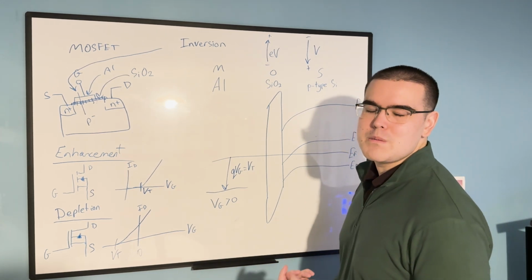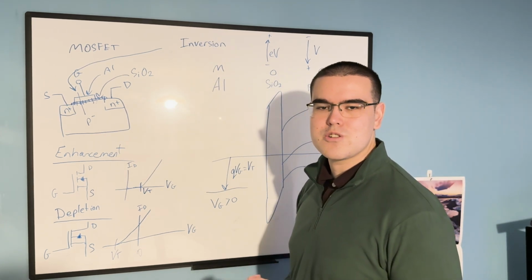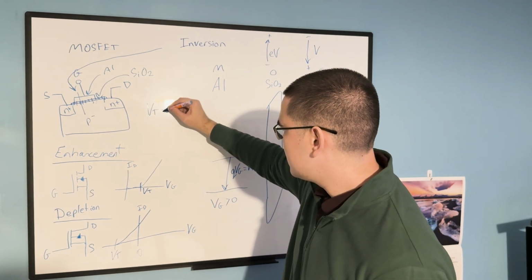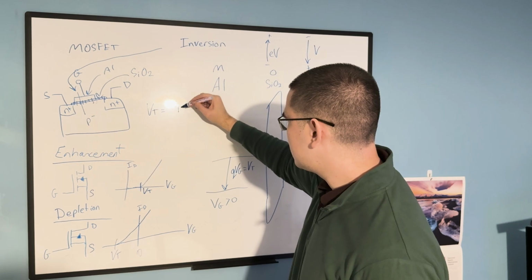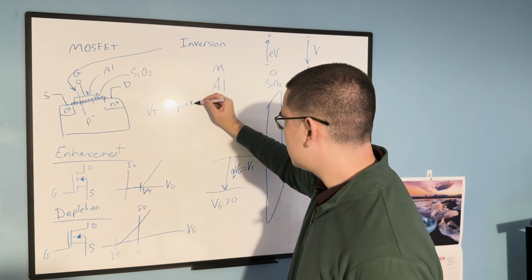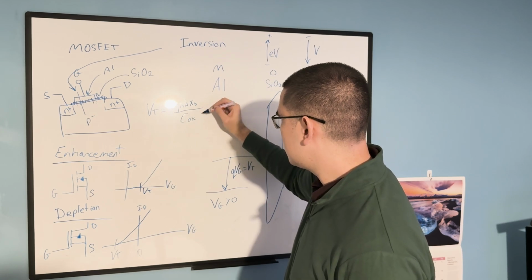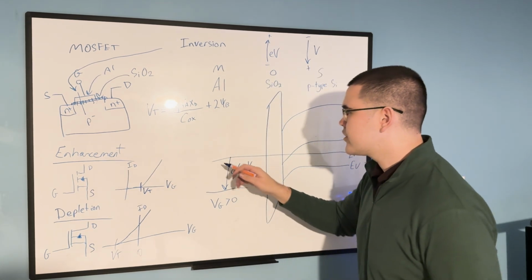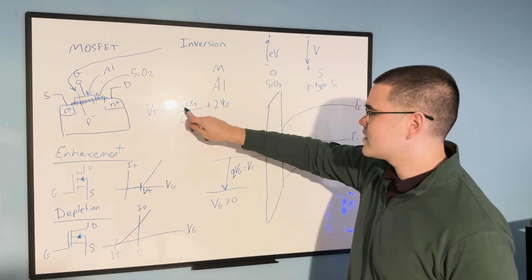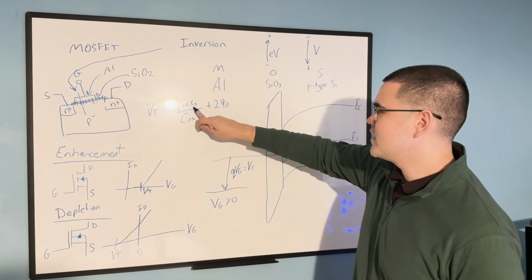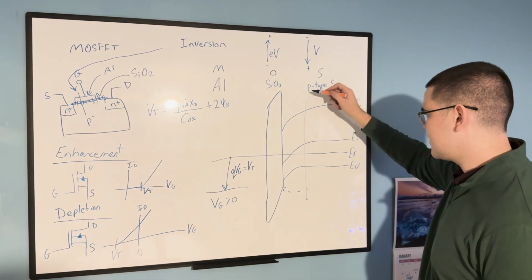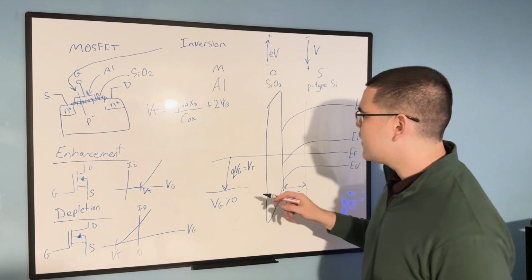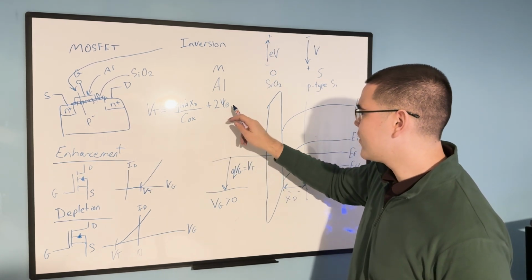But how do we know how much gate voltage to apply? We need to look at the threshold voltage. How would we calculate it? This is how we would calculate it. So we have charge of an electron multiplied by the acceptor concentration, multiplied by the depletion width. So this is the depletion width. And this is the oxide capacitance. And this is the potential barrier.